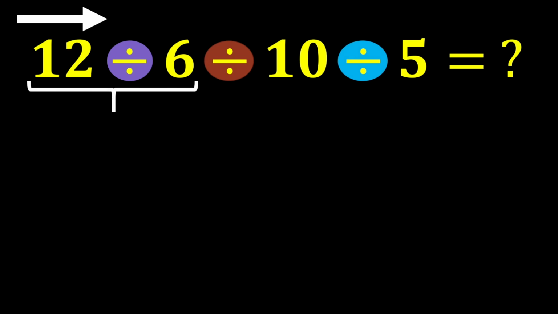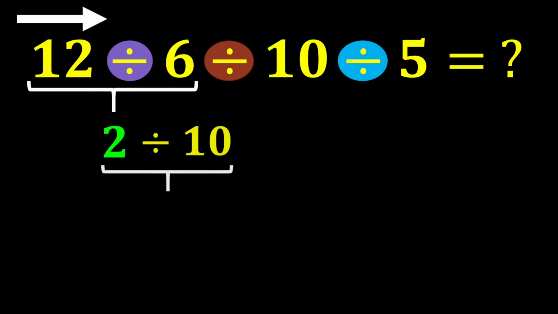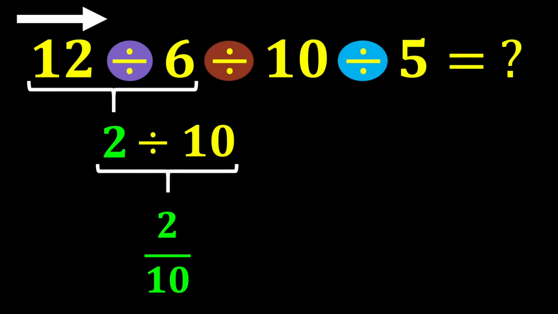12 divided by 6 gives us 2, and 2 divided by 10 gives us 2 over 10. If we simplify the numerator and denominator by 2, the fraction becomes 1 over 5. In the end, we calculate 1 over 5 divided by 5.